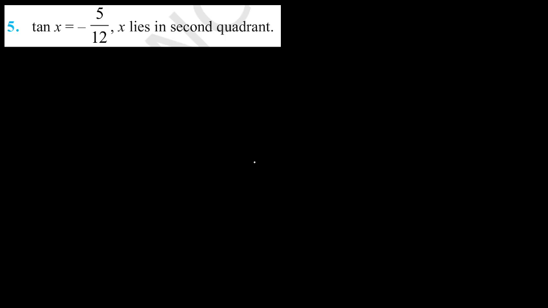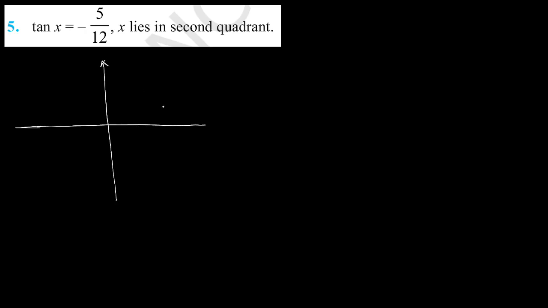Tan x equal to -5/12. x lies in the second quadrant. Let me draw the diagram. You need not worry about the negative sign. This is due to the second quadrant, that is the reason.